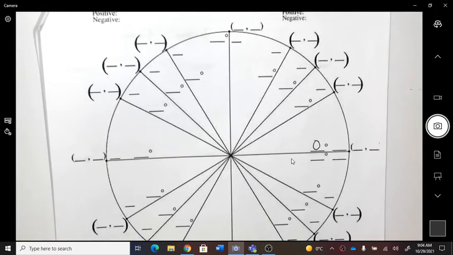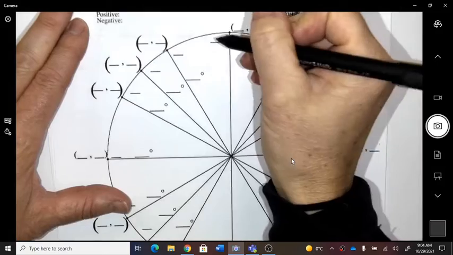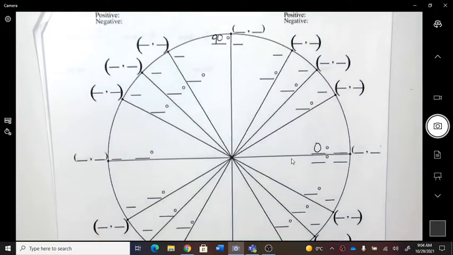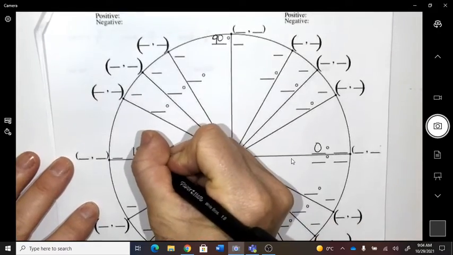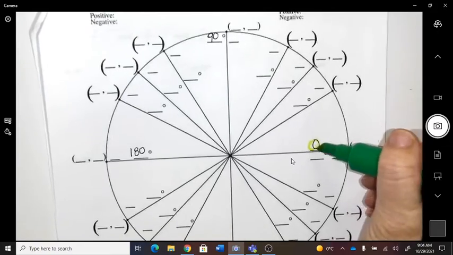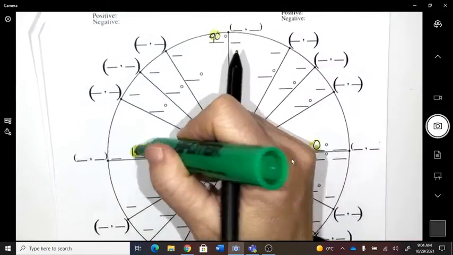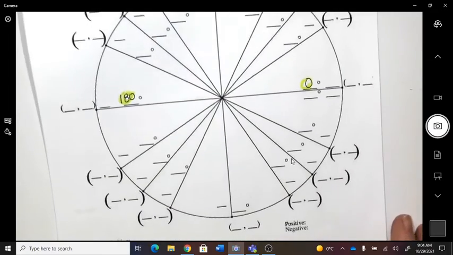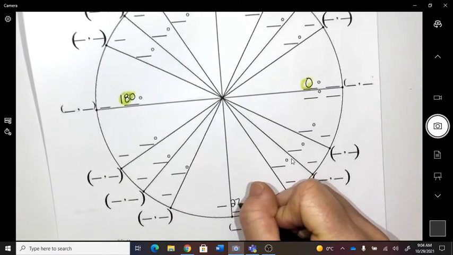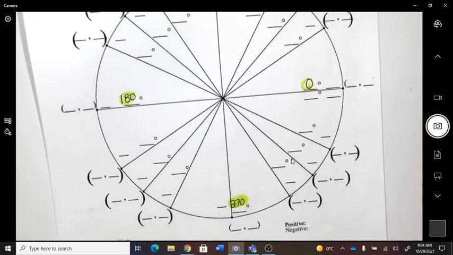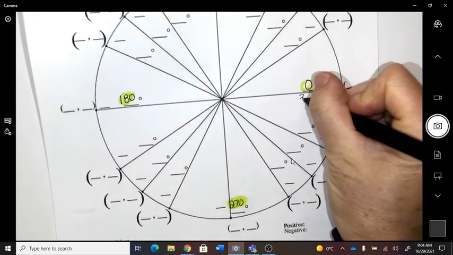And we know what the top is. What angle's at the top? 90. And on the side, 180. And on the bottom, we have an angle of 270. And all the way around again is back to 360.